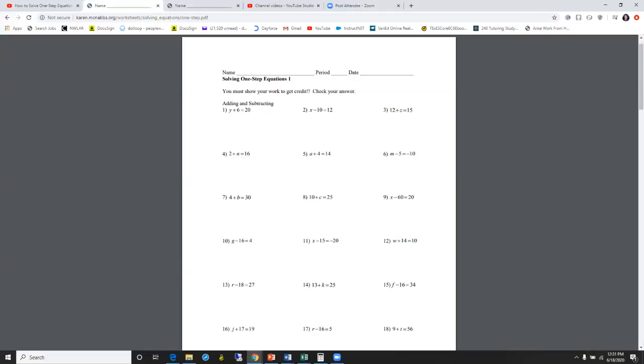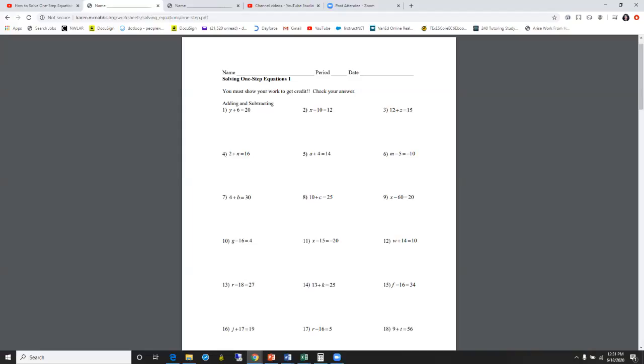Let's look at number 2. Number 2, we have x minus 10 equals 12. Now, our variable in this is x. So what we're going to do now, we have a negative 10, so we're going to put a positive 10. And so we have x and a positive 10 equals 12.